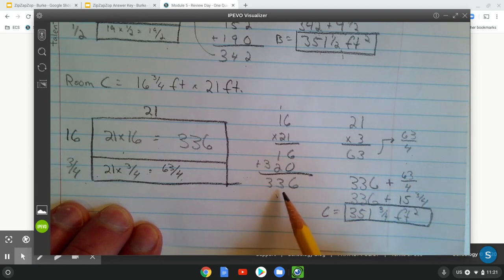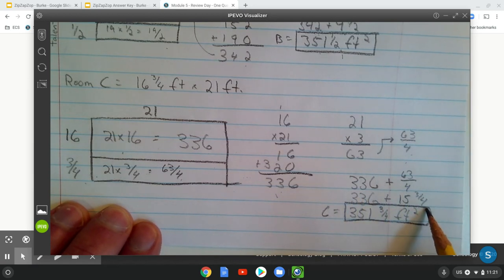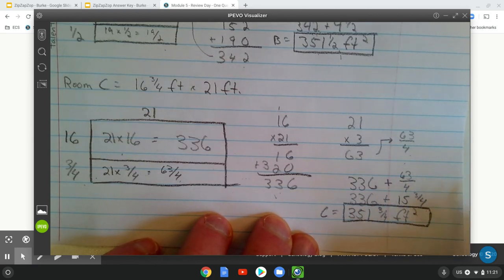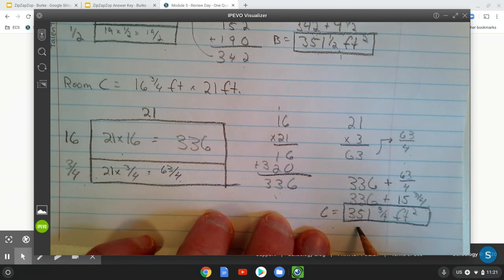Then I have to add those: 336 plus 63/4. 63/4 is the same as 15 and 3/4 as a mixed number, and that's just a little division problem off to the side, 63 divided by 4. Then I add those. 336 plus 15 is 351. Add my fraction on, 3/4. So room C is 351 and 3/4 square feet.